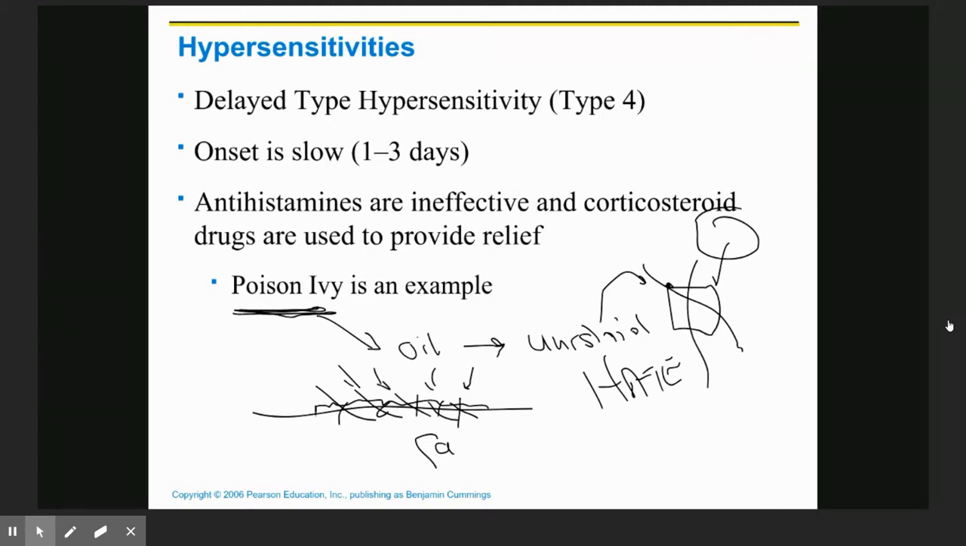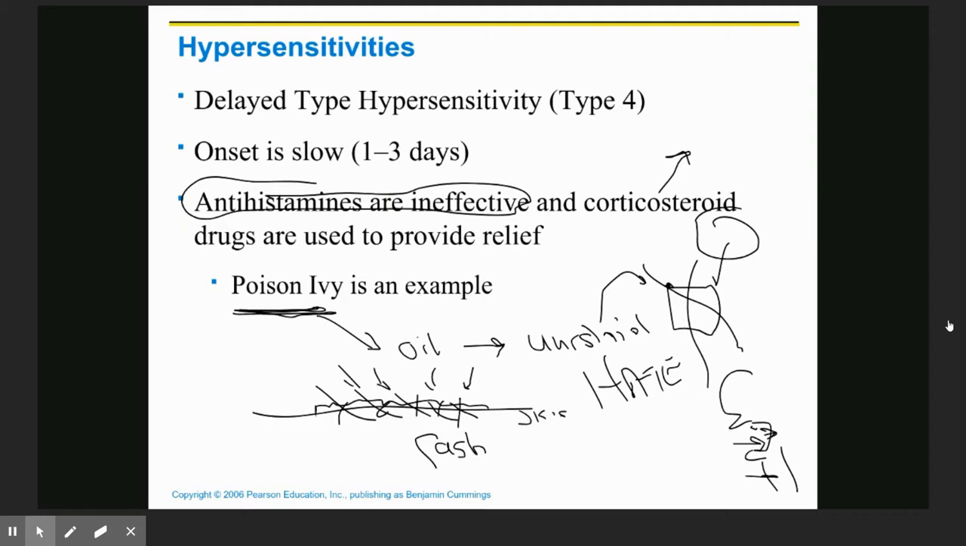Well, histamine is not the problem, so antihistamines don't work. The only thing that does work is some sort of steroid, like corticosteroid, like cortisol or hydrocortisone or something like that. But think about this. What if it's not on your skin? What if you got it in your mouth? So you got it in your mouth. Somehow you ate it. So it's going to destroy all the tissue in your mouth. What if it went down your throat? You swallowed it. It's going to destroy all the tissue as it goes all the way down.